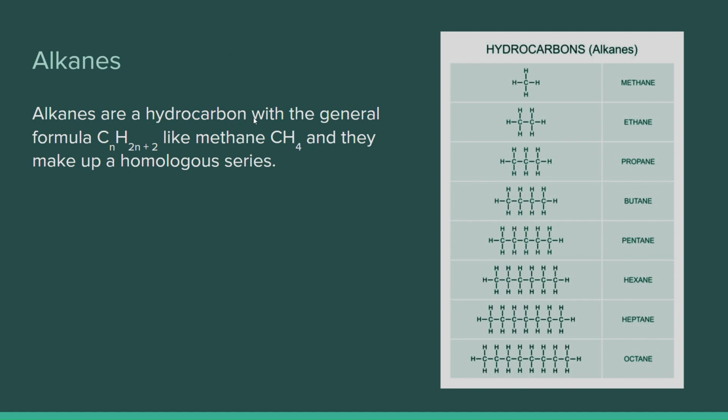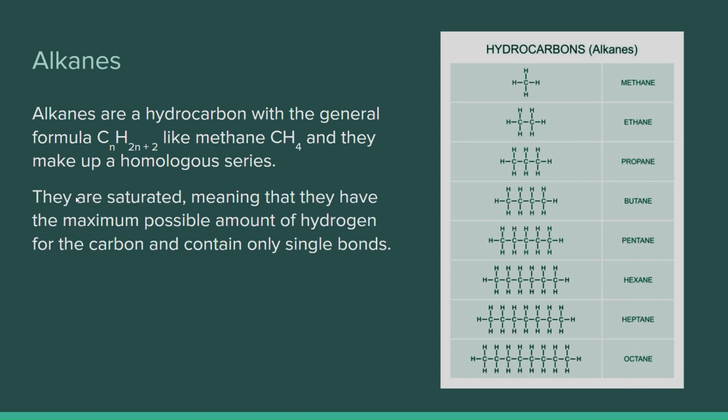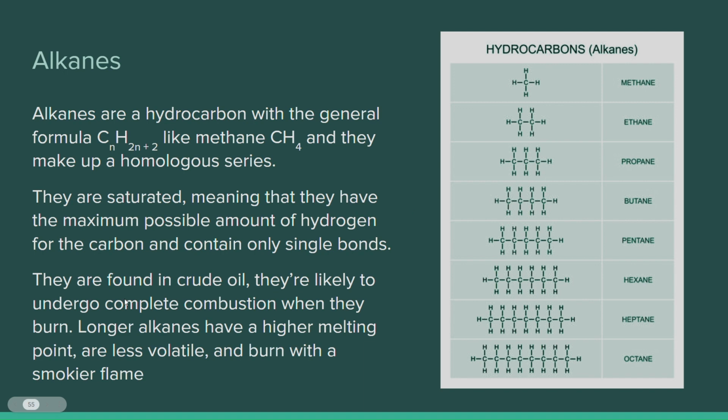Alkanes. They're a hydrocarbon with the general formula CnH2n+2. That's N for amount of carbons and hydrogens, not M for nitrogen. So for example, there's methane, CH4, and they make up a homologous series. They're saturated, meaning that they have the maximum possible amount of hydrogen for the carbon, and they contain only single bonds. You can see up here, only single bonds. They're found in crude oil, and when they're burned, they're likely to undergo complete combustion.